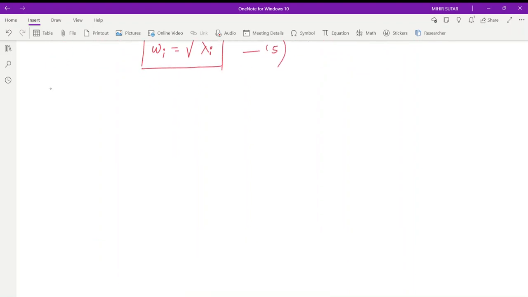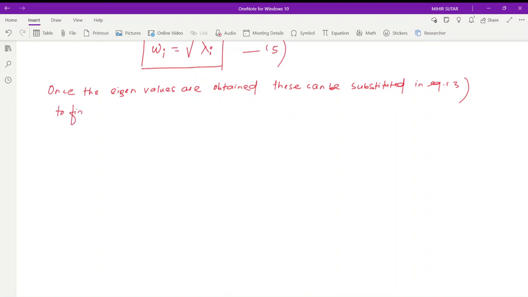Now once the eigenvalues are obtained, these can be substituted in equation 3 to find the mode shapes, called the eigenvectors actually.